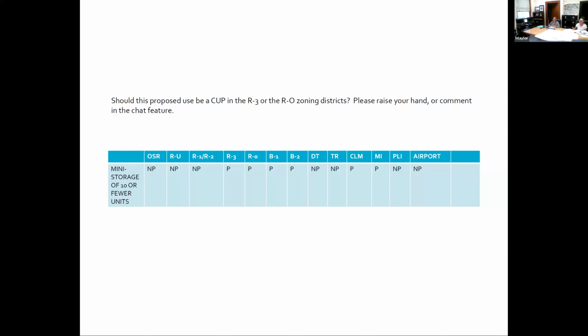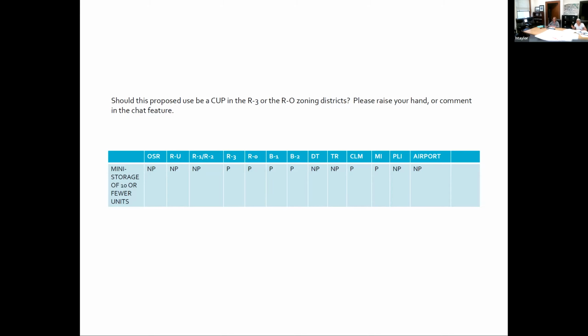So we have a comment about charging stations. That's some good information. And thanks for joining our meeting. We appreciate you being here. Kim, are you saying NP for those 2 districts being OSR and RU? Okay. If we have other comments about mini storage of 10 or fewer units, we can get to those. Did we want to talk at all about bed and breakfast? Or did we already address that question?